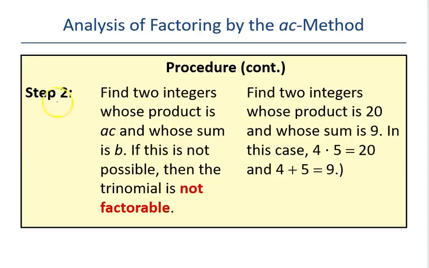Step 2. Find two integers whose product is A times C and whose sum is B. If it's not possible, then the trinomial is not factorable. Notice, find two integers whose product is 20 and whose sum is 9. 4 times 5 is 20. It's the same thing we did earlier.